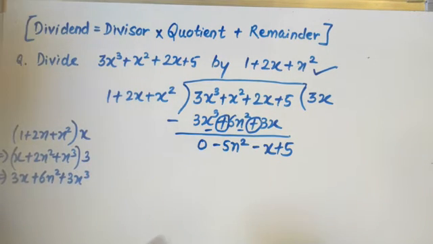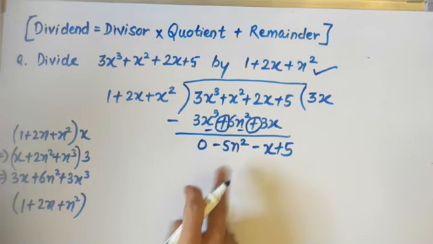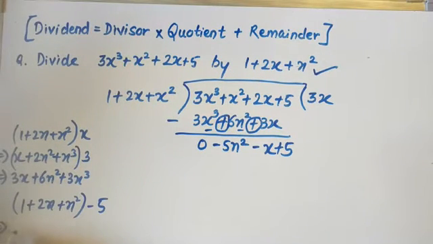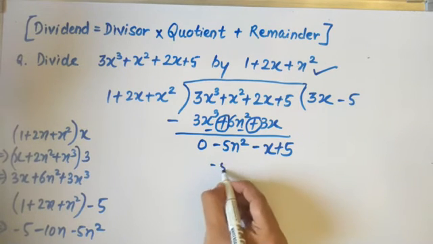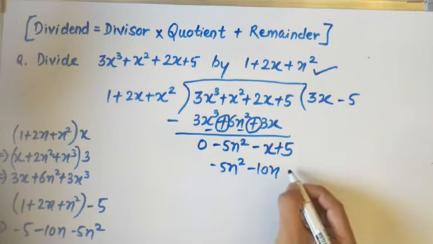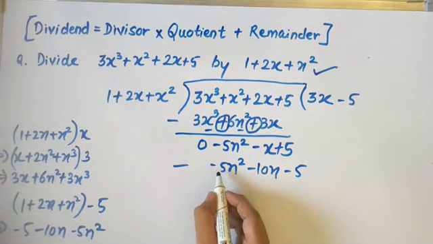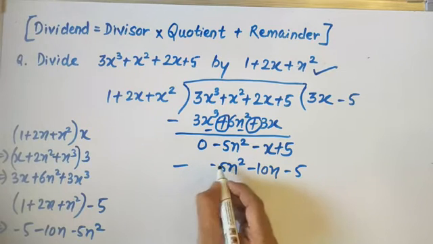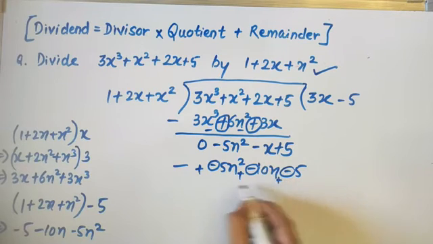So again, 1 plus 2x plus x square. What we have to get here? Minus 5. So we'll multiply by minus 5. Minus 5 minus 10x minus 5 x square. So what I have multiplied by? Minus 5. So it becomes minus 5x square minus 10x minus 5. As I have discussed earlier, the sign of this has been changed because we are minusing it. So minus becomes plus, minus becomes plus, minus becomes plus.